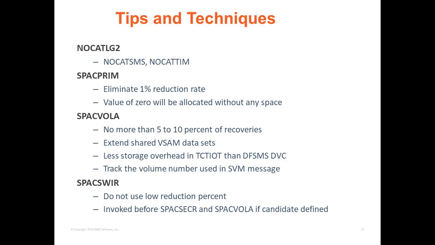For SPAC valet, a good rule of thumb is no more than 5 to 10% of all recoveries should be volume adds. You can extend shared VSAM datasets, including DB2. SPAC valet uses less storage than the DFSMS DVC option in data class, and you can track the volume number uses through the SVM messages that are displayed with SPAC valet. For SPAC SWIR, again, a low decrement value is not recommended, and it will be invoked before SPAC SecR and SPAC valet if a candidate volume list is used by the user.